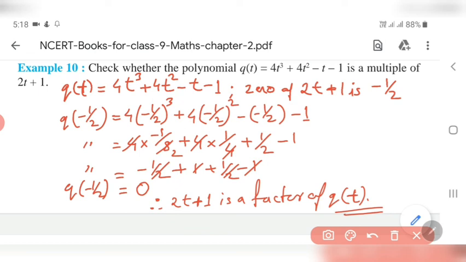So whenever you are getting a remainder 0, then we can write that 2t + 1 is a factor of q(t). Now I have written only the short form q(t). Otherwise you can write the long form, what is given here. To make it short, I have written only q(t). So children, I hope you understood example 10.